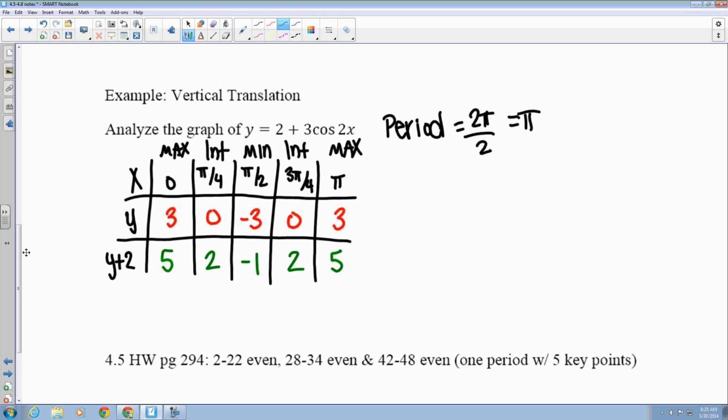Okay, so the green values there, those are my actual y values. That middle row is just a helper step. I don't need to put that in my final answer or anything. For my graph, I do not need to graph that part. Okay, so that was graphing sine and cosine functions, chapter 4, section 5.